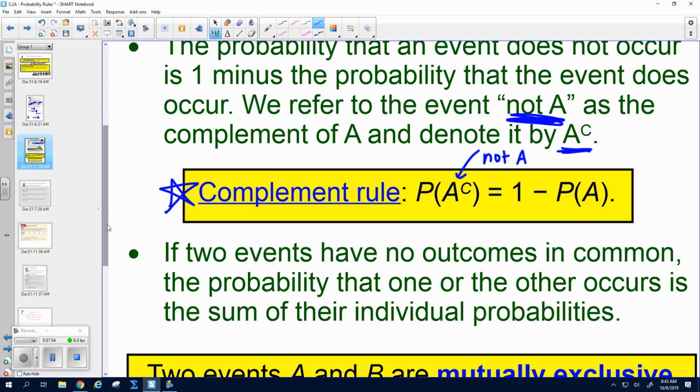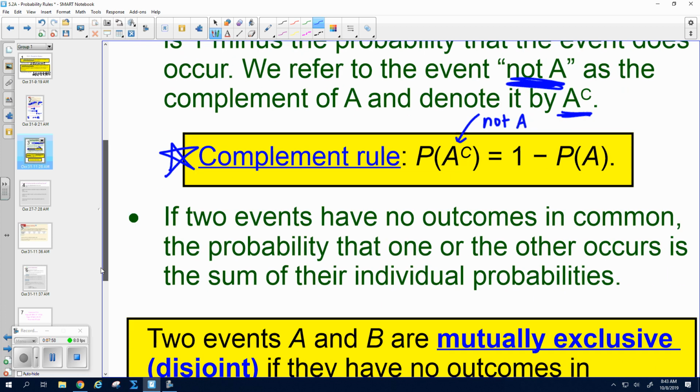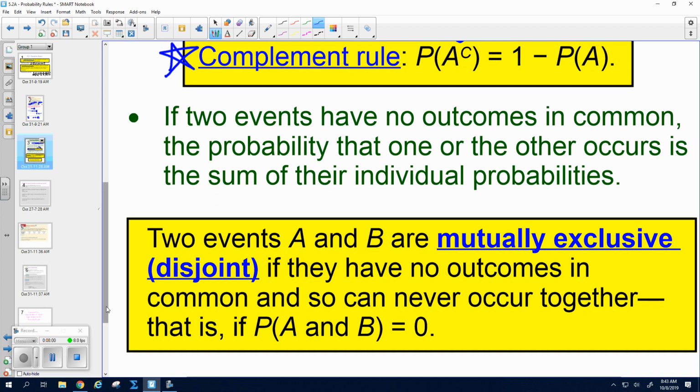Okay, if two events have no outcomes in common, the probability that one or the other occurs is the sum of their individual probabilities. So again, one or the other. As long as there's nothing in common, you're allowed to add the probabilities together. So how do we know there's nothing in common? If there's nothing in common, they're called mutually exclusive.